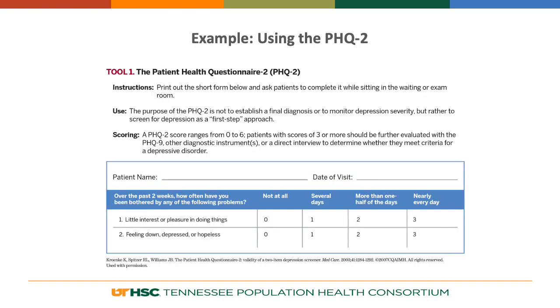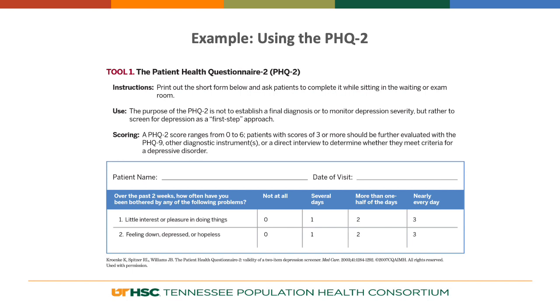For today's example, we have chosen the Patient Health Questionnaire Brief Version, or the PHQ-2, as it is a very common depression screening that can be used by both clinical and non-clinical staff. This tool is not meant to establish a diagnosis or to monitor depression severity, but rather to screen for depression as a first-step approach. The written version consists of 2 questions.